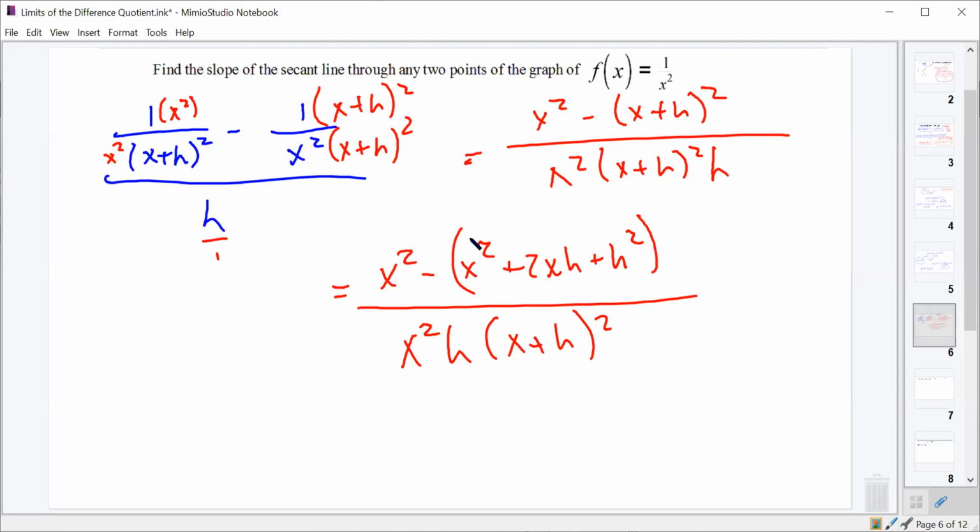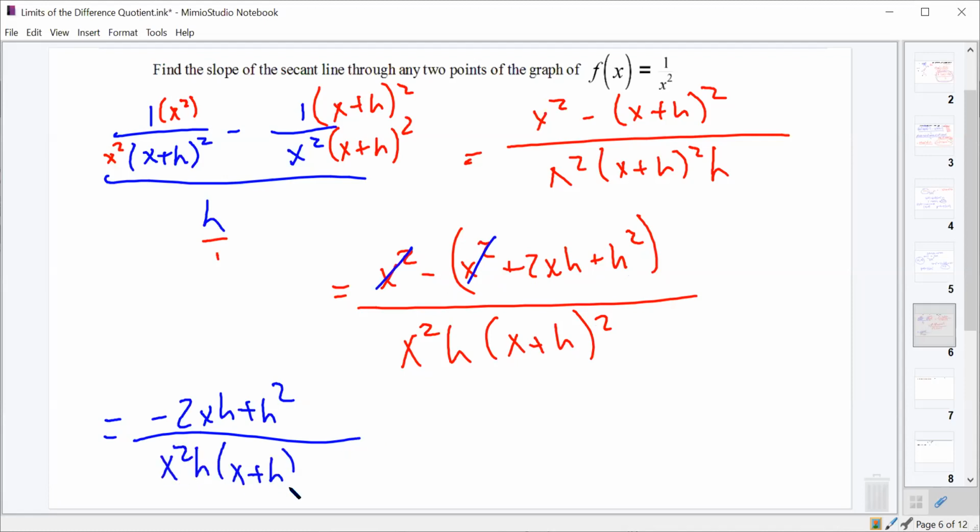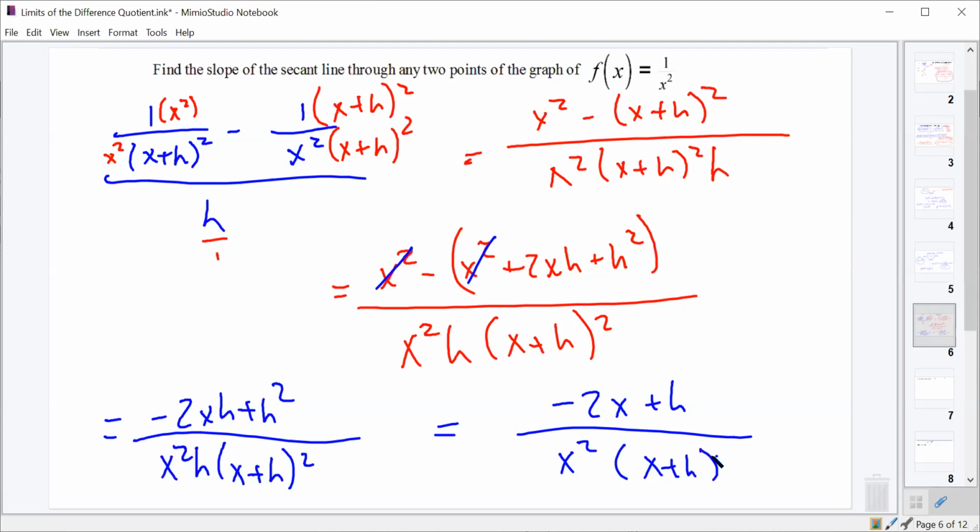And what about the x squared minus the x squared? That should do what? Cancel. And then we distribute the minus to everything that's left. So negative 2xh minus h squared over x squared h times (x plus h) squared. And what can we divide everything in the numerator and the denominator by? h. So we got negative 2x minus h over x squared times (x plus h) squared. And this is the formula that will give you the slope of the secant line between any 2 points for the graph of 1 over x squared.